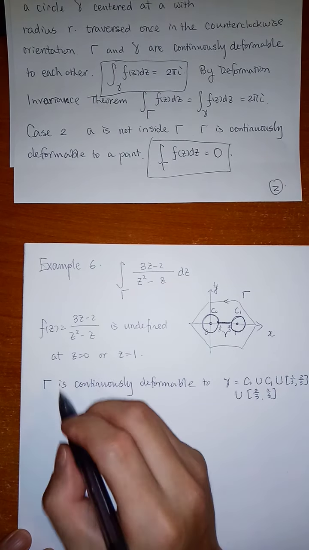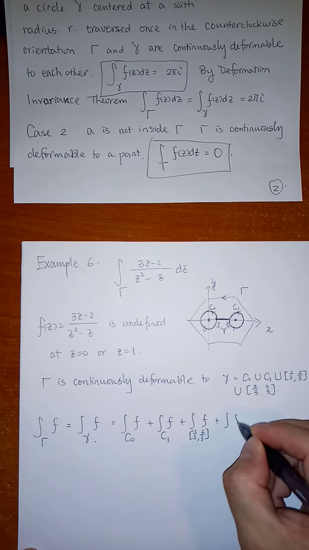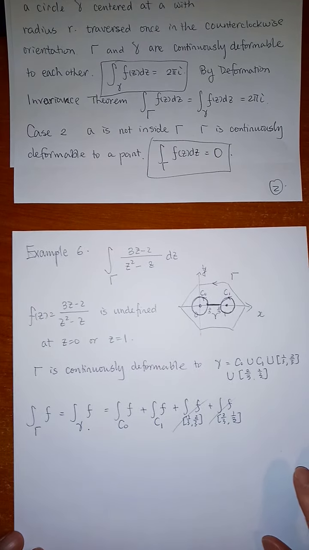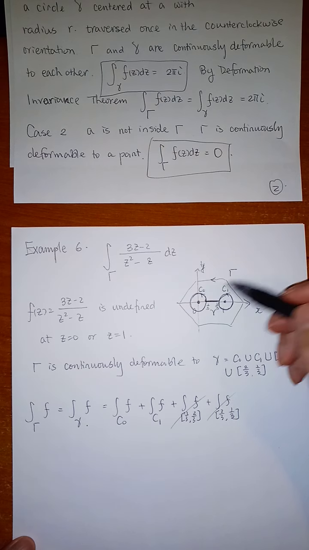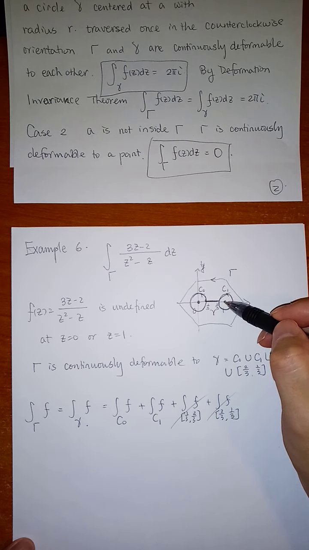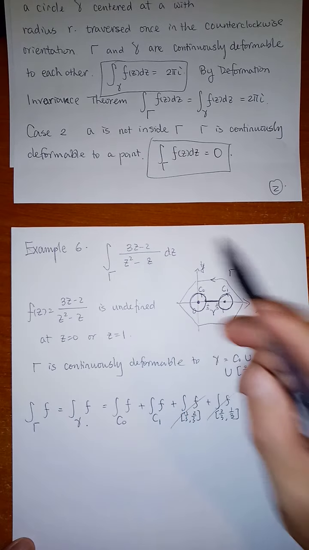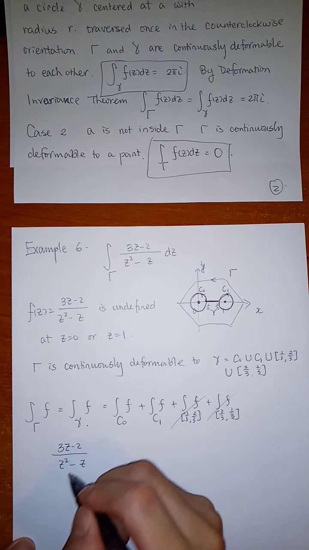Okay, so if you want, you can write it this way: we put 1/3, 2/3, we put 2/3, 1/3, and these two cancel, because they have different orientation. Then for each of them, this circle only contains 0, it does not contain 1. And here it only contains 1, it does not contain 0. And back to this function, 3z minus 2 over z squared minus z.